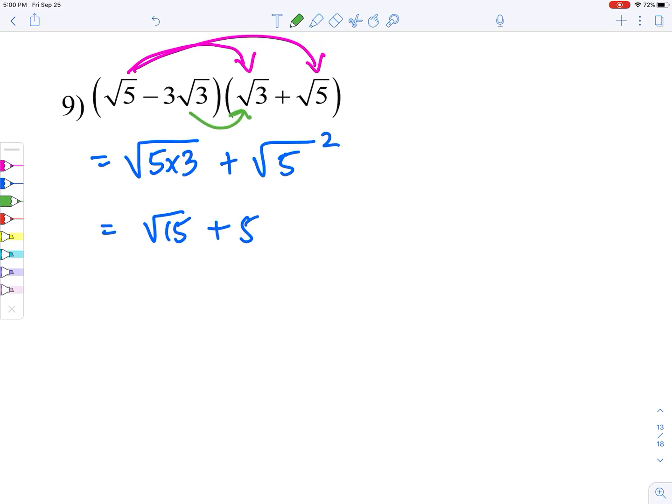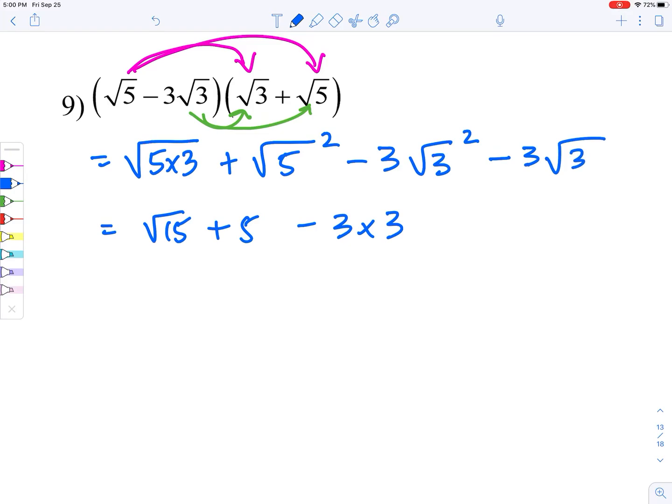Minus 3 root 3 times root 3 is going to give us minus 3 on the outside, and then a root 3 squared. So that's minus 3 times 3. And then the last distribute is going to be minus 3 on the outside, and inside is 3 times 5, so minus 3 root 15.